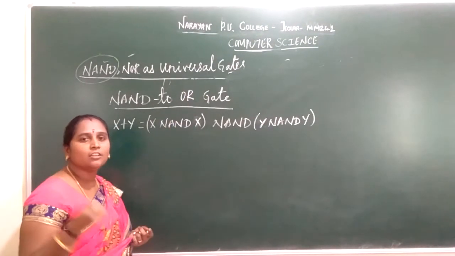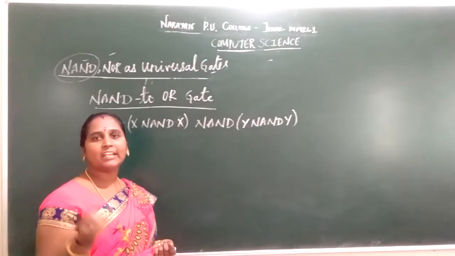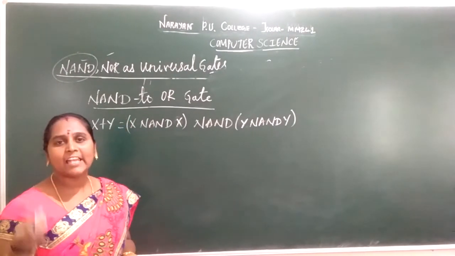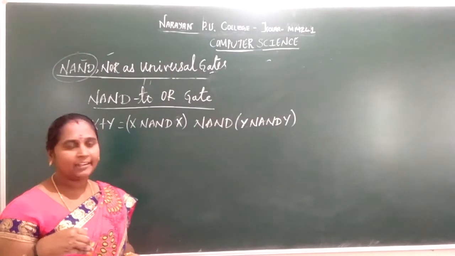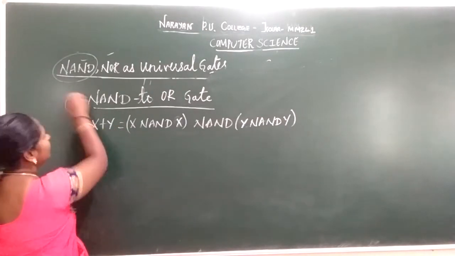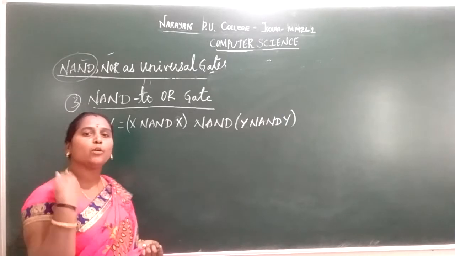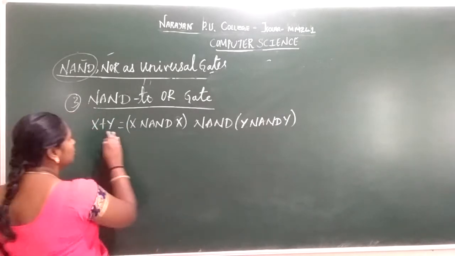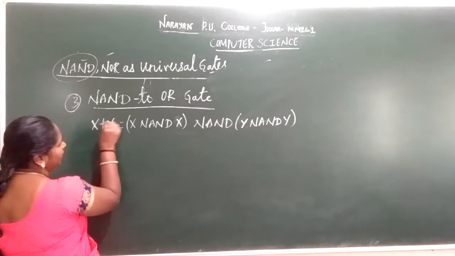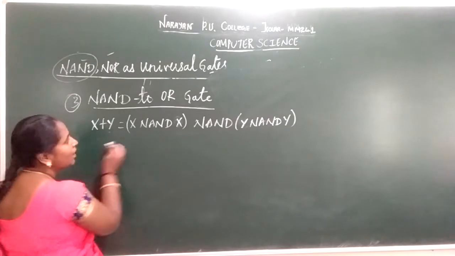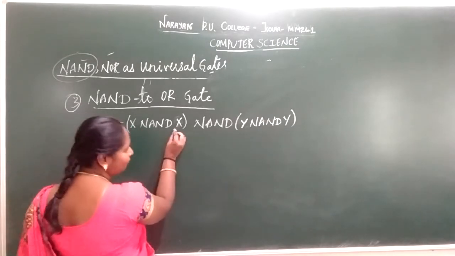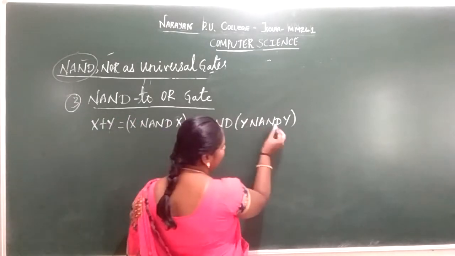First we have seen the NOT gate implemented with a NAND gate. Second, we have seen the AND gate implemented with a NAND gate. Third one is how we are going to implement an OR gate with the help of a NAND gate. So my OR gate representation is x plus y. That can be written as x NAND of x, NAND of y NAND of y.